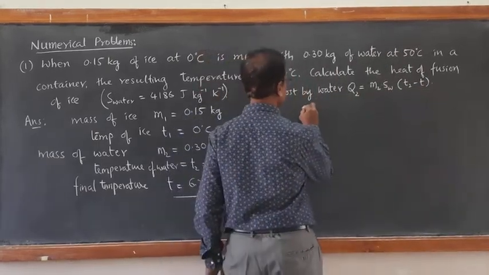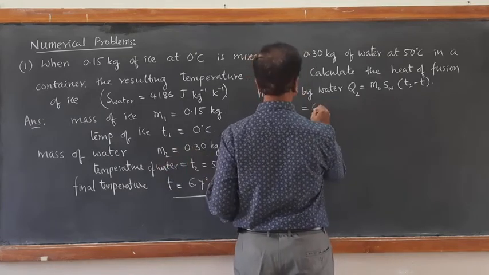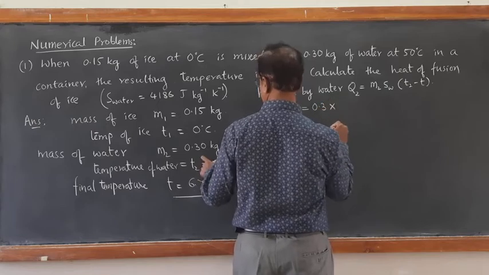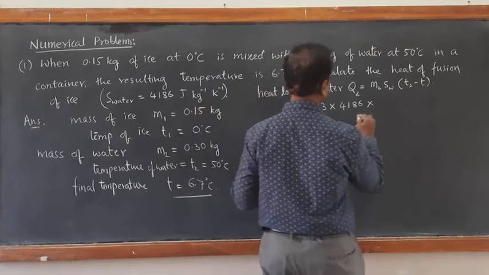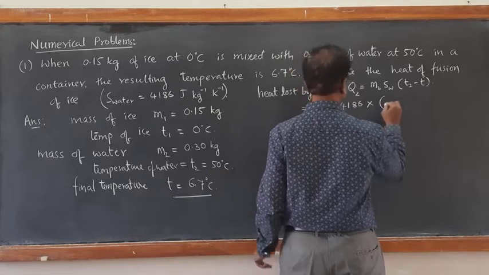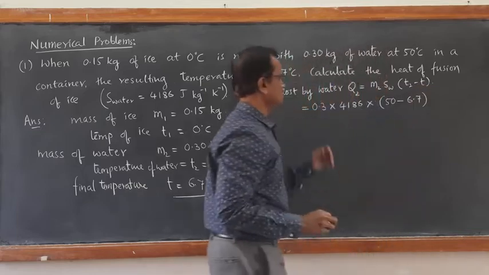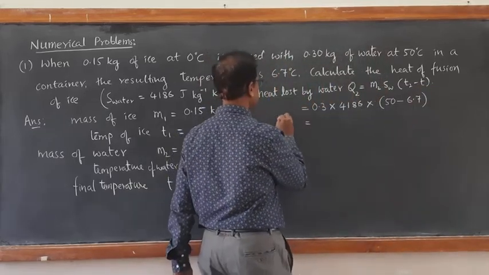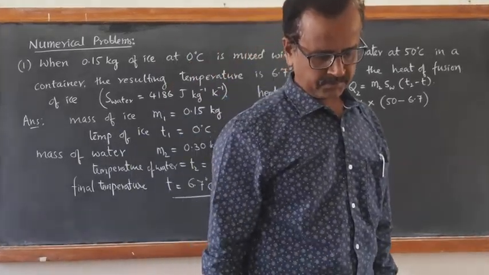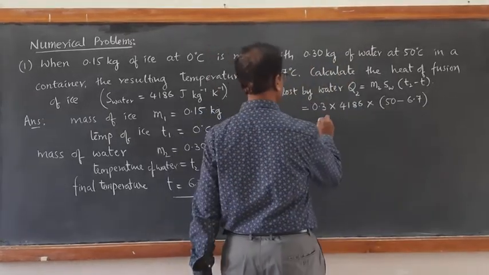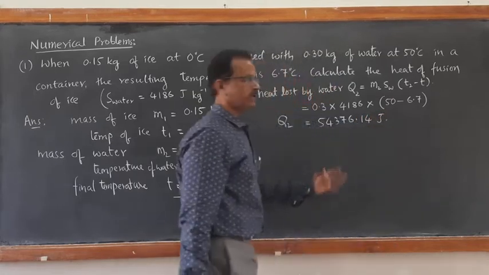Now we will calculate this. Q2 is equal to mass, 0.3 kg, into specific heat 4186 joule per kg per kelvin, into 50 minus 6.7. So if you calculate this using a calculator, quickly you get the answer. Q2 is equal to 54376.12 joules. This much is the heat lost by water.